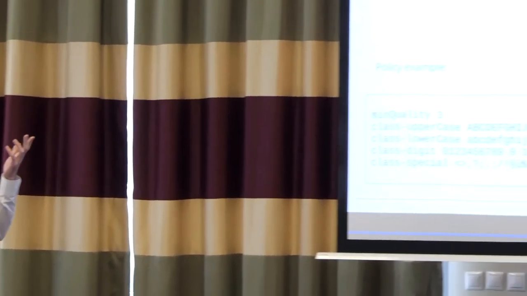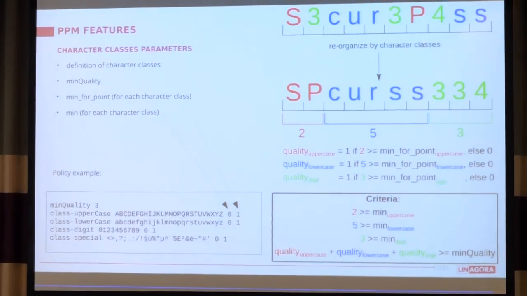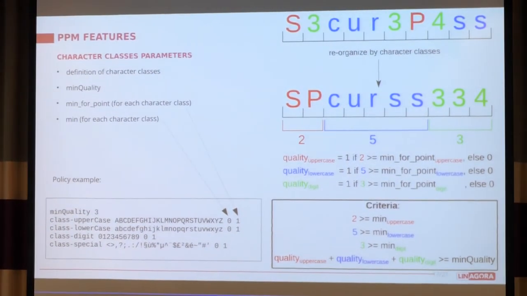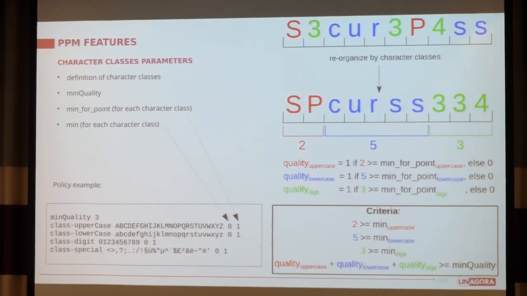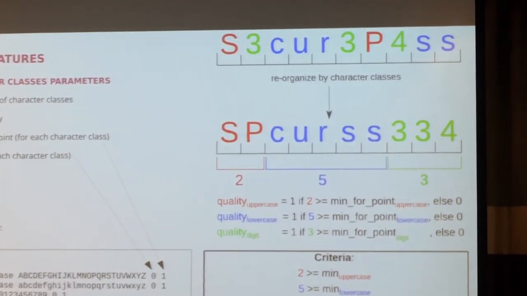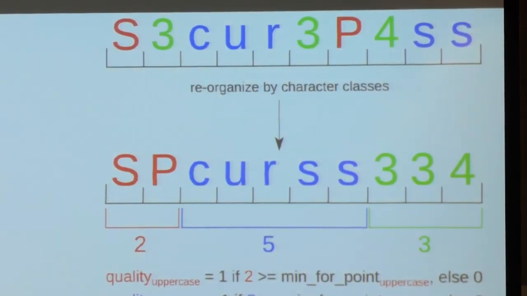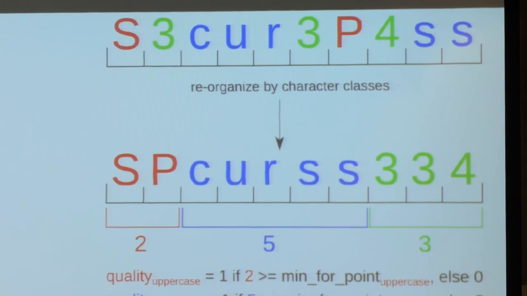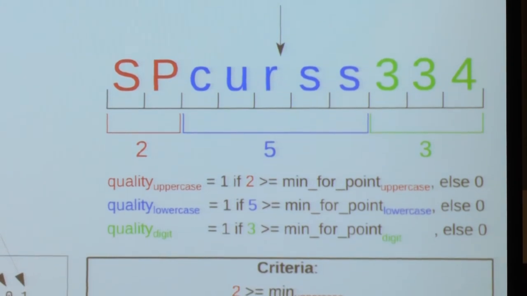So what are the PPM features? The main features are about the character classes. First of all, you must define each character class. Then for each class, you can define a minimum number of characters and a minimum number of characters for getting a point. And finally, you can define a minimum quality. Here, for example, you can see the uppercase is defined with these characters, and it requires 0 minimum and 1 minimum character for getting a point.